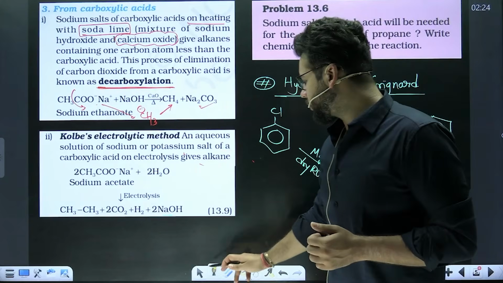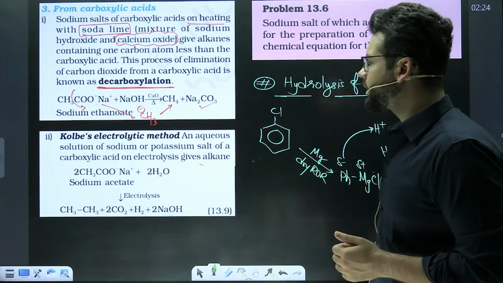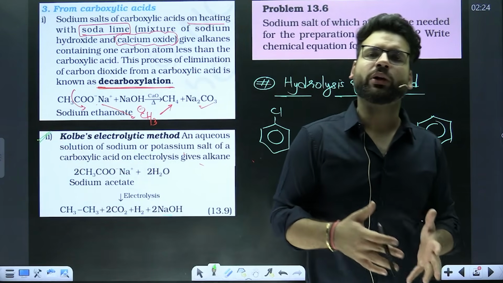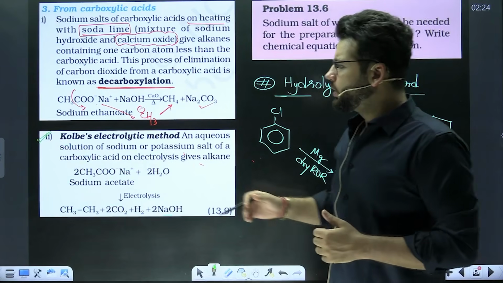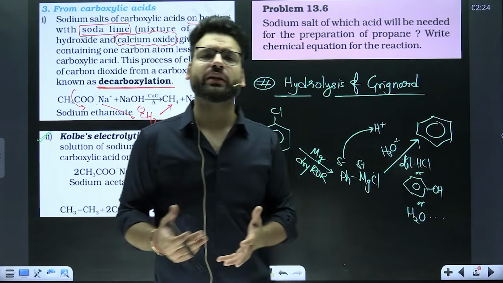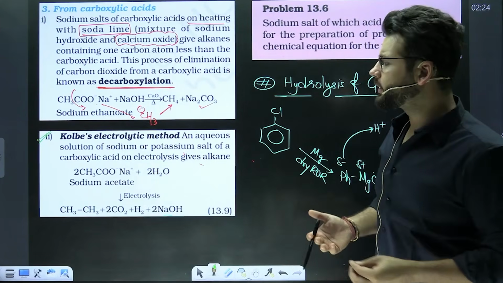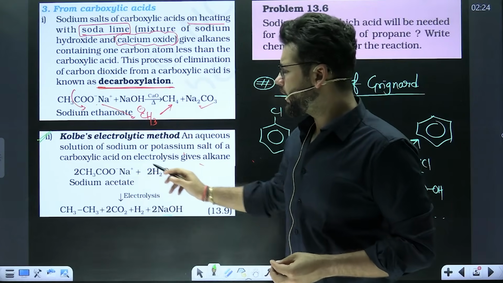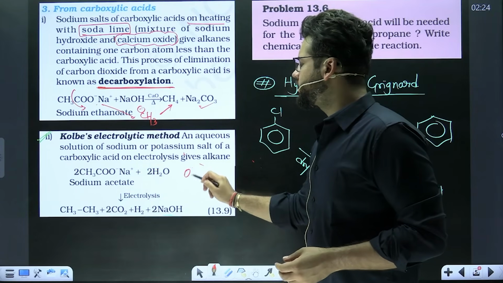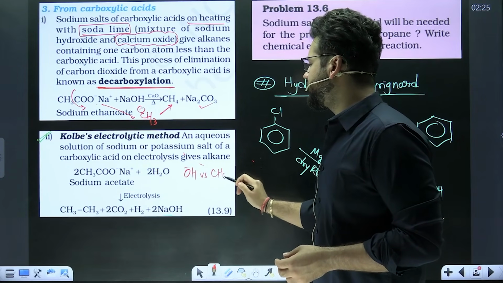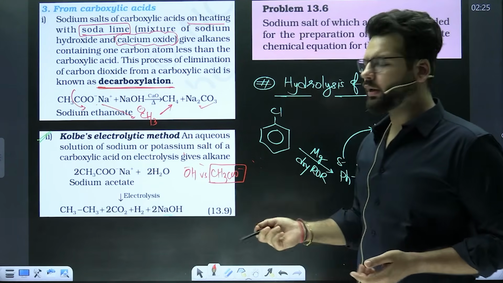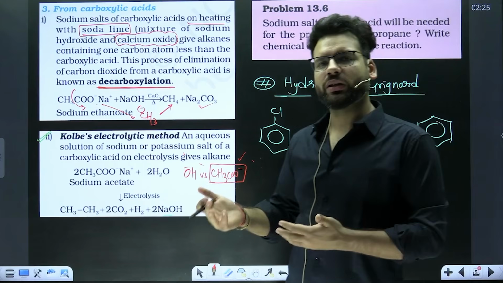Next is Kolbe's electrolytic method, which is another free radical mechanism reaction. Kolbe's electrolysis of sodium or potassium salt of carboxylic acid. So you take an aqueous solution of your potassium salt of carboxylic acid and electrolyze it. When you electrolyze it, there are two anions present here fighting for the anode, which are OH minus versus acetate, CH3COO minus. Acetate has more oxidation potential, something to remember. So this will go to the anode and get oxidized.